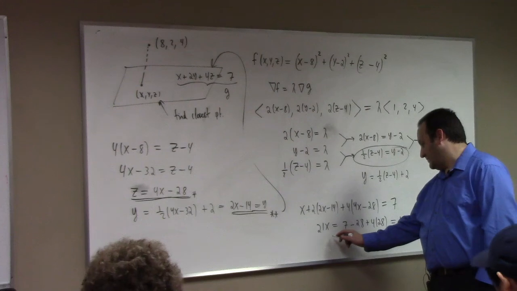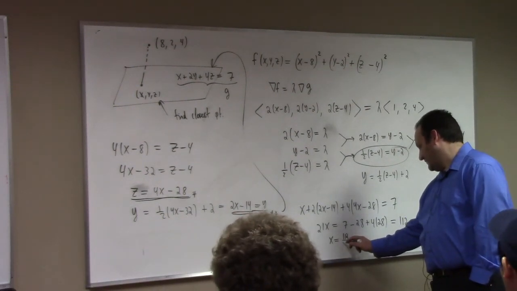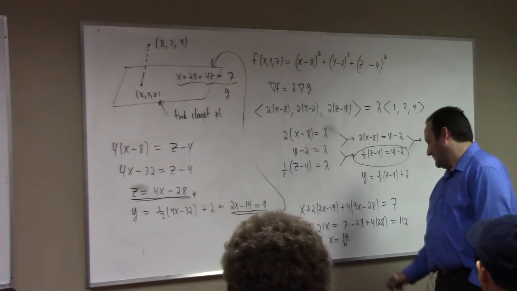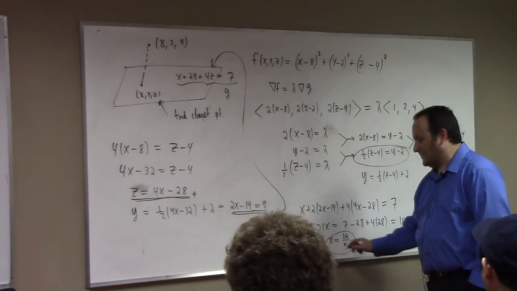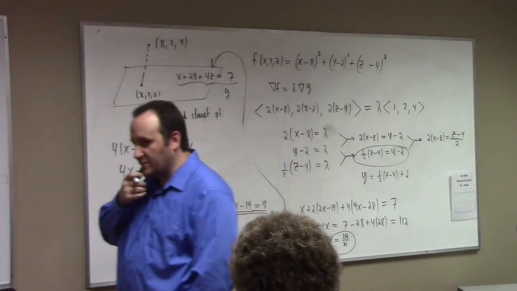So what's x equal to? I guess 112 divided by 21, which is what? I mean, it's that. So I probably made a mistake at this point, but I wanted to show you that you can solve that kind of problem with Lagrange multipliers as well.